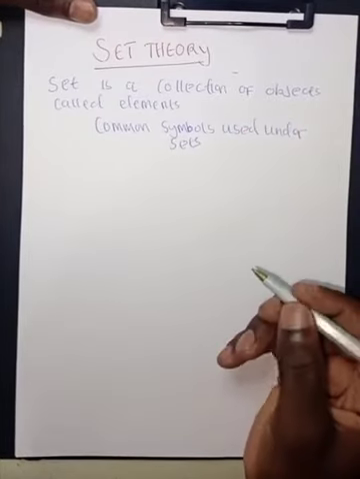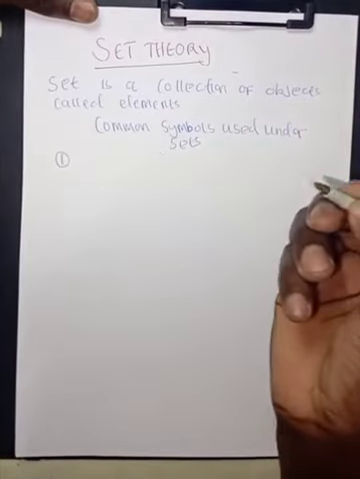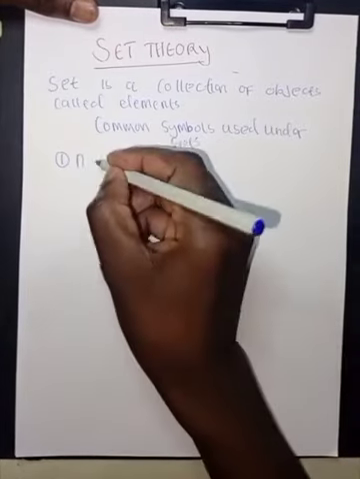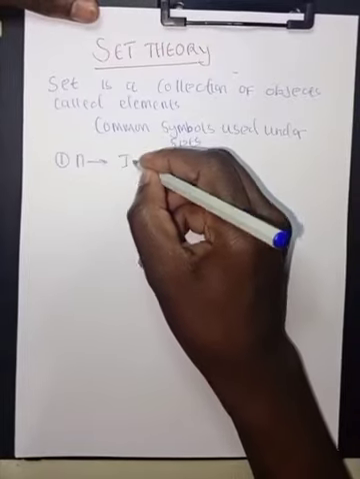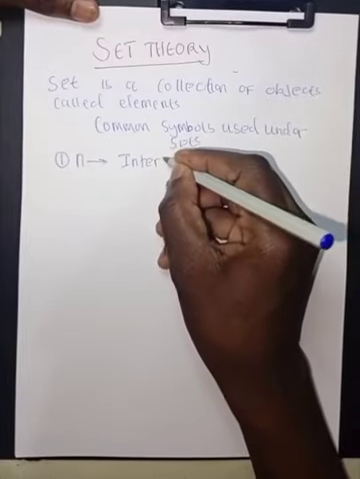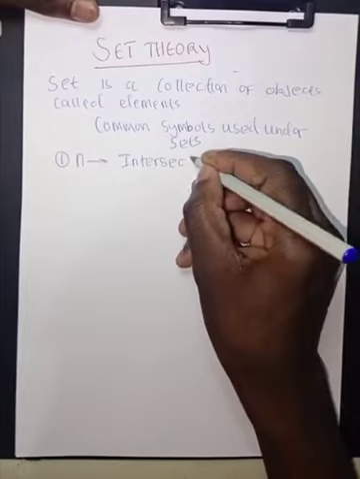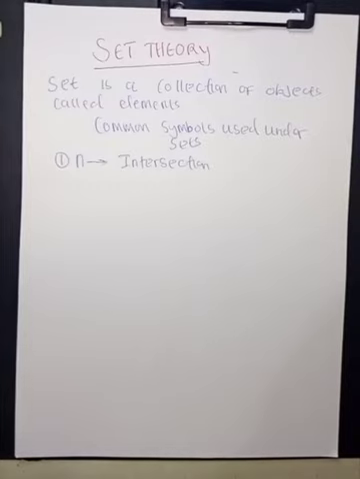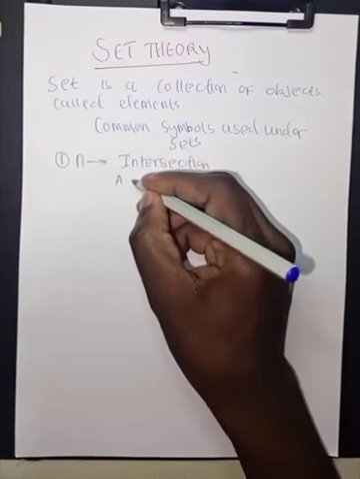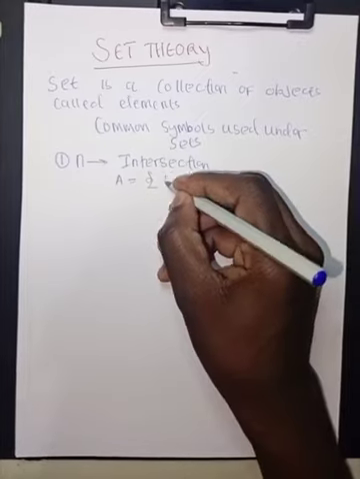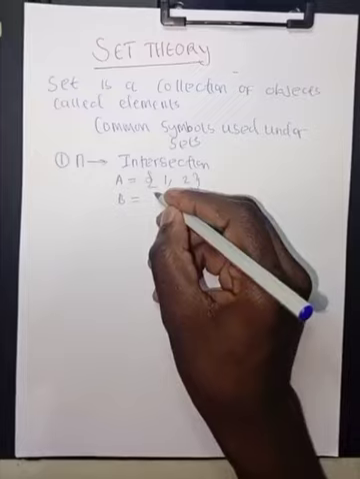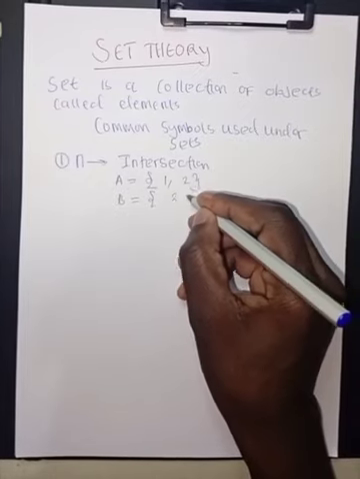Number one, if I put a symbol here, this symbol is called intersection. And we all know what it means. Intersection means we are trying to find the common elements between two sets. For example, if I've got set A to be 1 and 2, and set B, let's say our set B is basically 2.